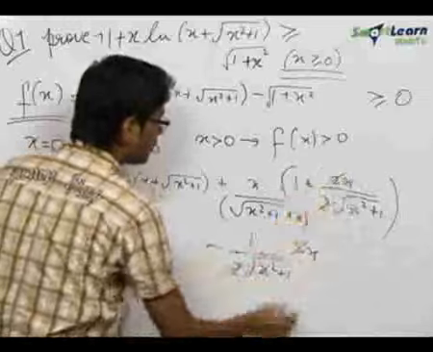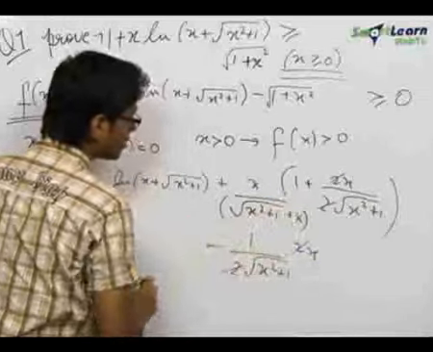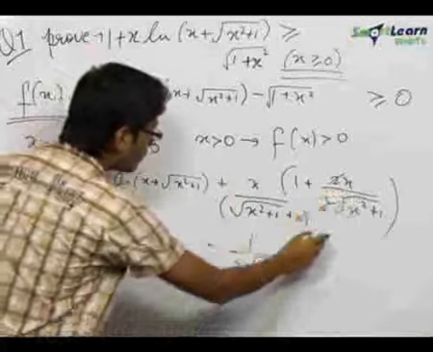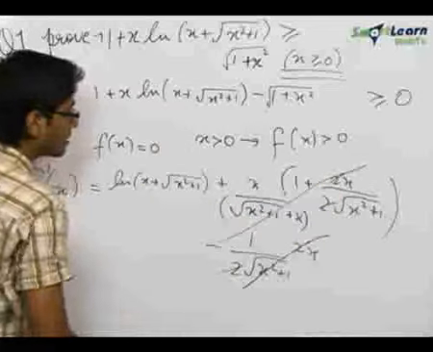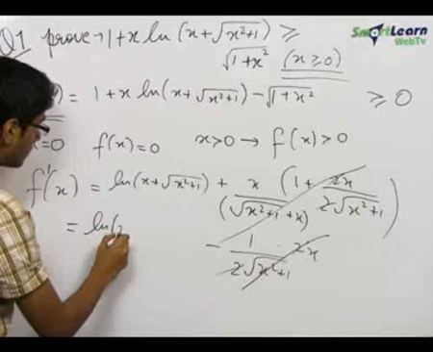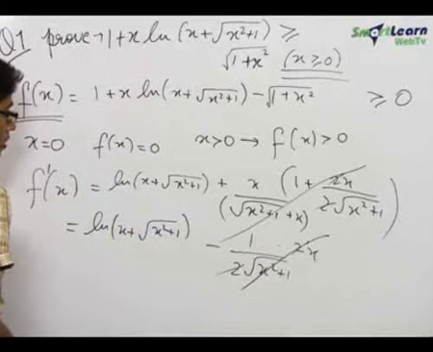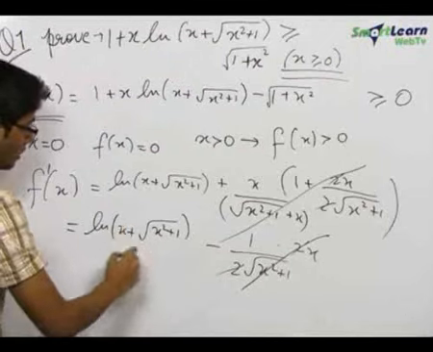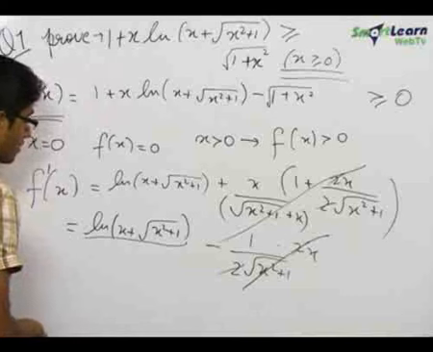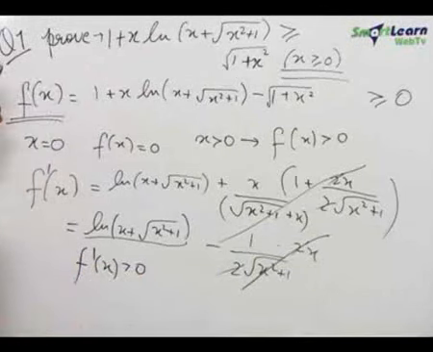Now on taking the LCM, we get x plus under root x square plus 1, which will get cancelled out with this term, and we will get x upon under root x square plus 1, which will get cancelled out with this term. So this whole term gets cancelled out with this term, and we are left with ln of x plus under root x square plus 1. Now very clearly, the thing which is written inside the ln is greater than 1, so the value of this ln is greater than 0, so f dash x is greater than 0.